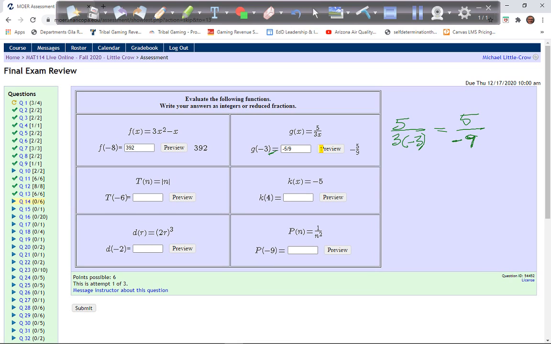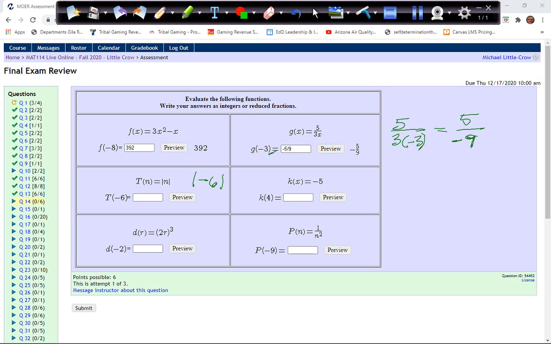There we go. Absolute value, so stick -6 in for the absolute values. So you've got the absolute value of -6. Well, the absolute value makes everything positive, so that's going to be +6.